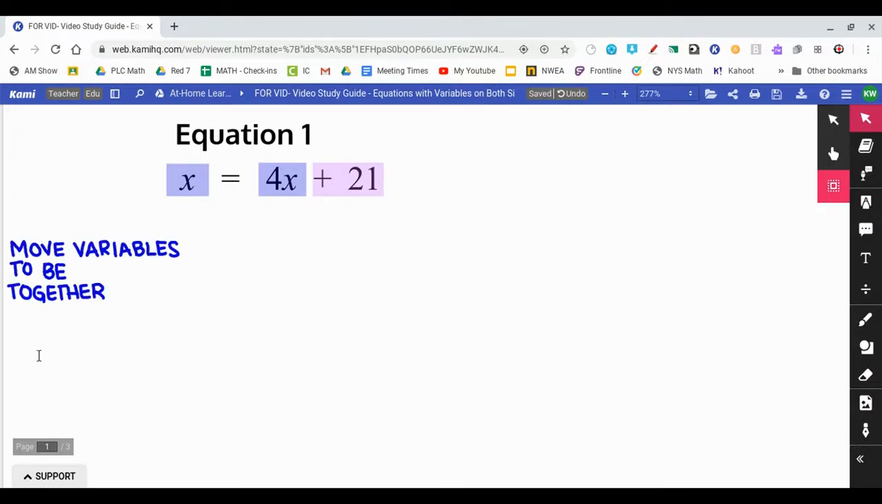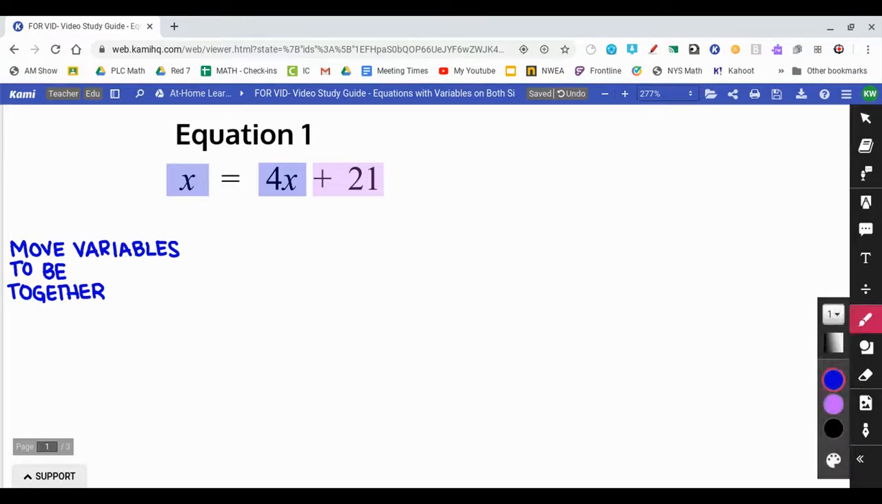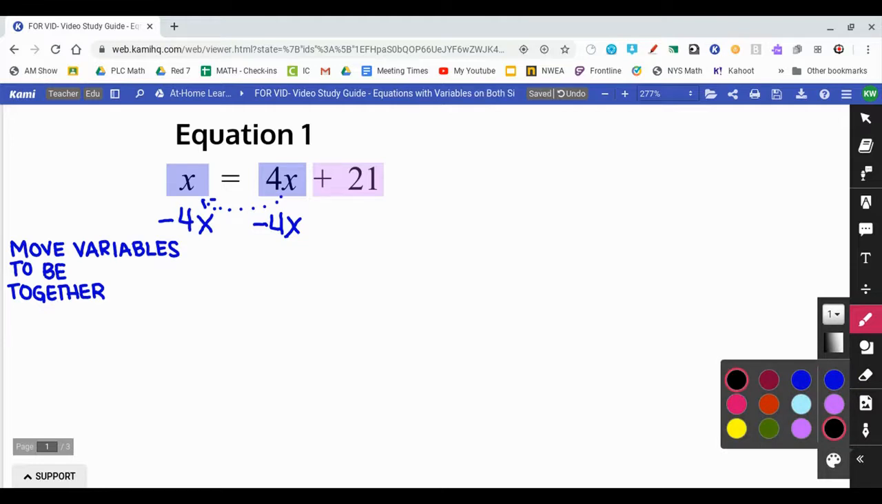Now, I see that my terms with variables are not on the same side of the equal sign. So my goal has to be to move them to be together. So I don't want that 4x to be on the same side as the constant. I'm going to have to move the 4x to be with the other variable on the left-hand side of the equation. To move a positive 4x, you have to do the inverse operation. So you have to subtract 4x from both sides of the equation.